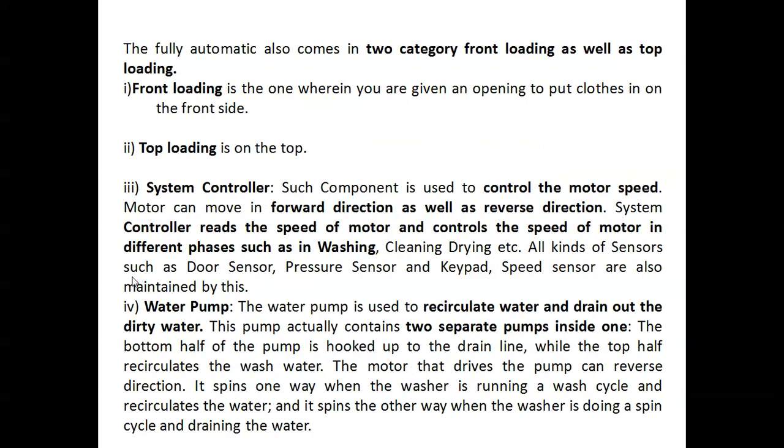Again, they were saying front load and top load. We have just discussed what front load and top load are. Also, we saw the components of the washing machine. The system controller controls the motor speed and the motor working in forward direction as well as reverse direction. It reads the speed of the motor and controls it in different phases such as washing. Then the water pump recirculates the water and drains the water out of the washing machine. Two separate pumps are inside one.